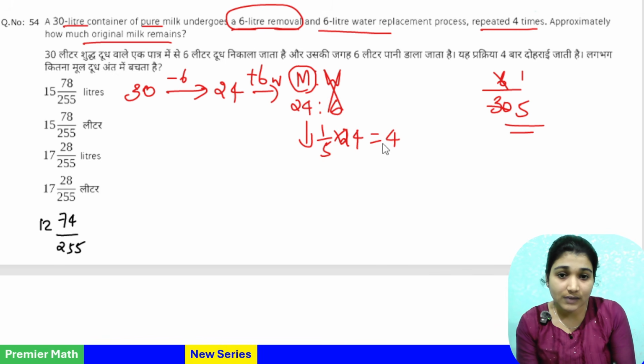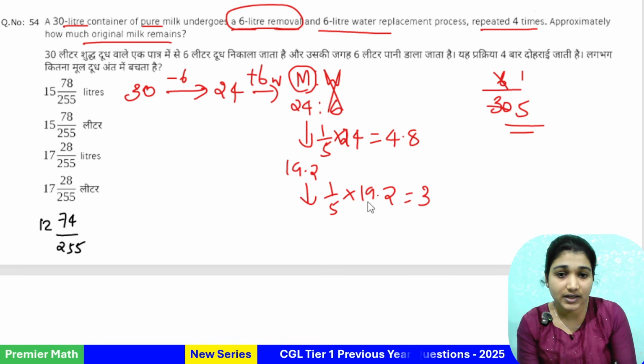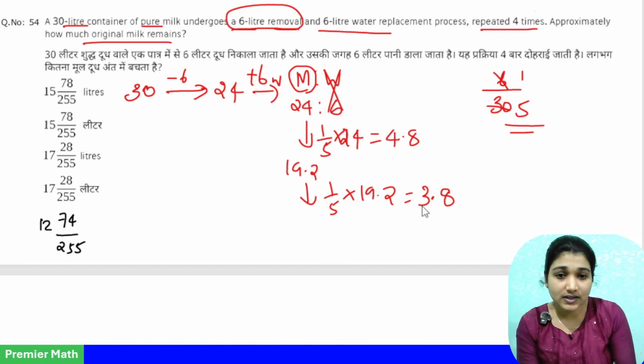5 goes 4 times in 20, 8 times in 40. So 24 minus 4.8 means 20 minus 0.8, which is 19.2. Again, 1 by 5 of 19.2 is taken. 1 by 5 of 19.2 means 5 goes 3 times in 15 and remaining is 42. So 5 goes 8 times in 42. Now 19.2 minus 3 is 16.2. 16.2 minus 0.8 is equal to 16 minus 0.6, which is 15.4.